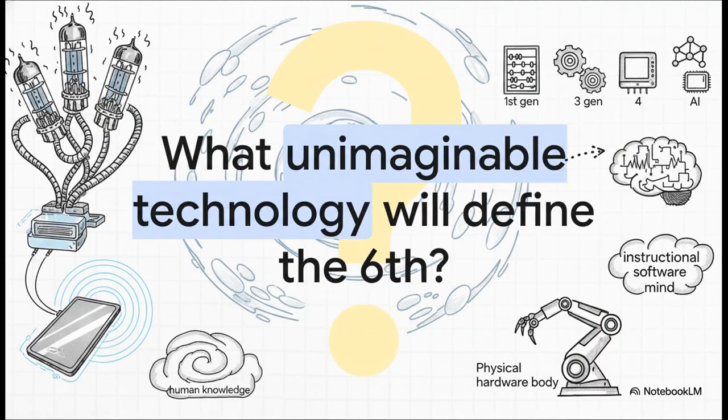Which leaves us right here. We've charted the leap from massive heat-generating vacuum tubes all the way to sleek, AI-powered devices holding the entirety of human knowledge. We understand the physical hardware body and the instructional software mind. But looking at this incredibly rapid pace of change, I'll leave you with this final thought. If artificial intelligence defines our current 5th generation, what unimaginable technology is going to define the 6th?